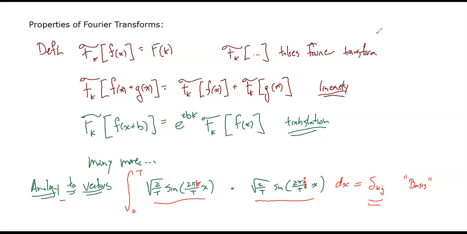So we did this in 2 steps. We did this first by making the exponential form of the Fourier series, and then we took an appropriate limit to get a Fourier transform.